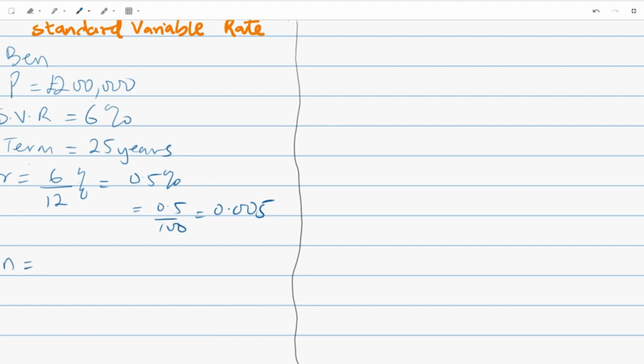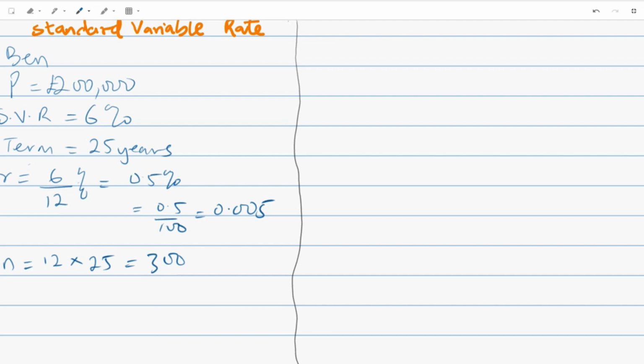Now, we need to calculate for the number of payments. And to do that, we know that 12 months in a year times the number of years for the mortgage, which is 25. That should give us 300.